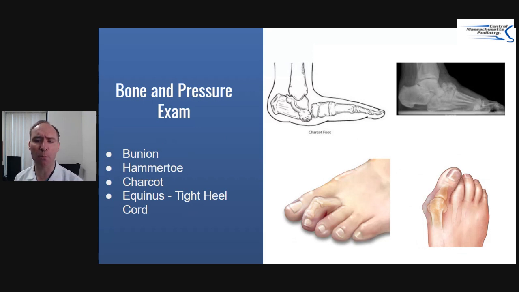So basically, are there bony deformities in your foot? Do you have a bunion? Do you have a hammer toe? Do you have this condition called Charcot foot where your foot collapses? All these things are very important.